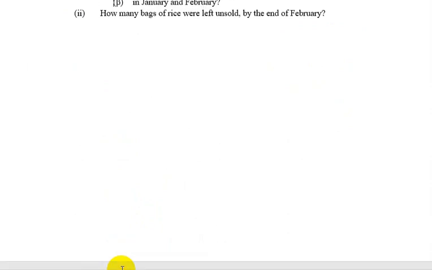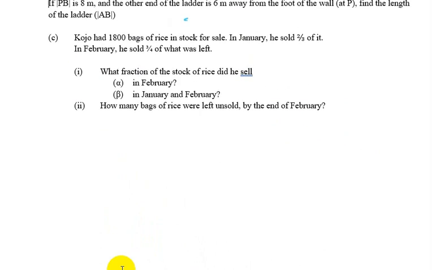Now let's look at the C. Now the C says that Kojo had 1,800 bags of rice in stock for sale. In January he sold 2/3 of it. In February he sold 3/4 of what was left, right? What fraction of the stock of rice did he sell in February and also in January? And how many bags of rice were left unsold by the end of February.